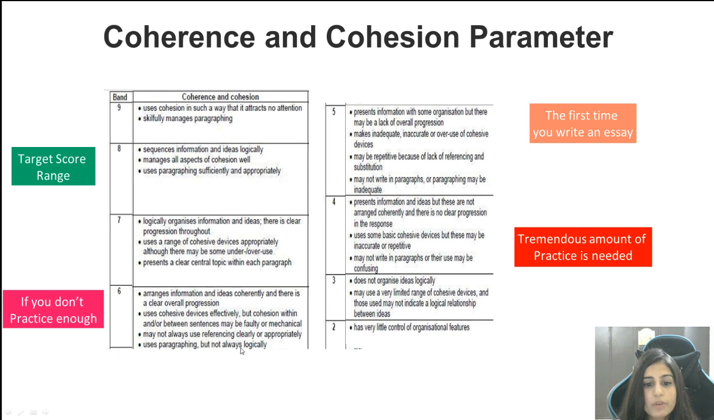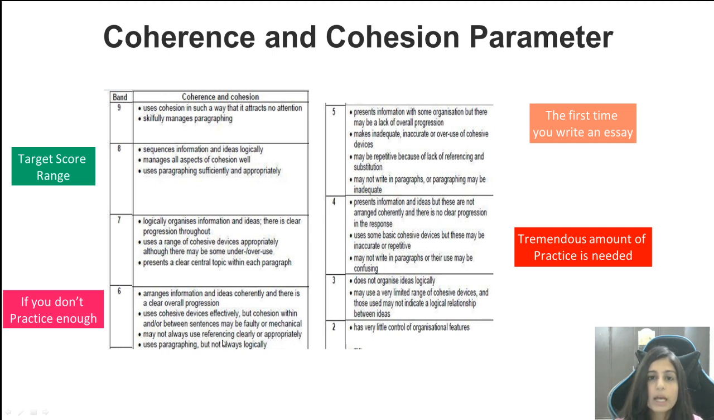Uses paragraphing, but not always logically. So yes, you're using 4 paragraphs, you're writing 4 paragraphs, but from where you have to start a new paragraph, you're not very clear about it, and your sequencing of thoughts is haphazard. So that thing should be avoided, and may not always use referencing clearly or appropriately.